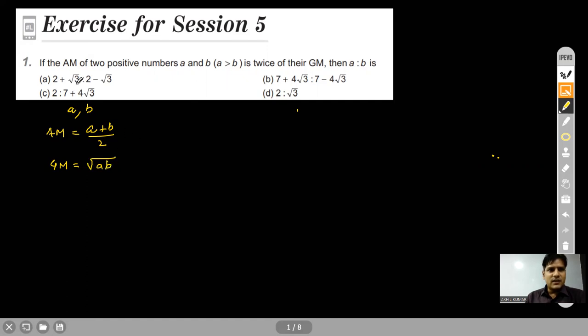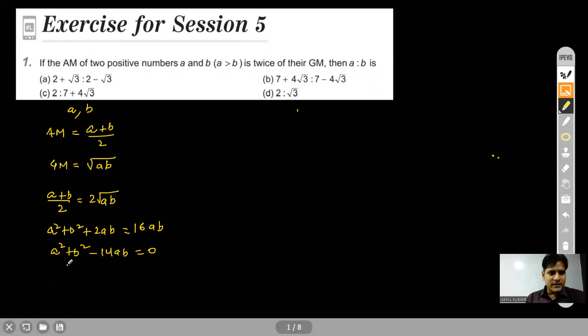Now question is saying the arithmetic mean is twice the geometric mean. So we can write it as A plus B upon 2 is equal to 2 times root of AB. So squaring both sides, we will get A square plus B square plus 2AB is equal to, this will be 4 into 4, 16AB, right? So A square plus B square minus 14AB is equal to 0.